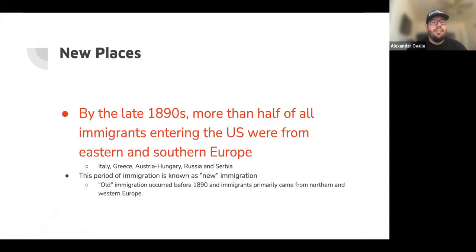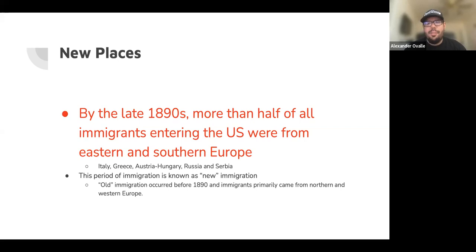All right, new places. By the late 1890s, more than half of all the immigrants entering the United States were from Eastern and Southern Europe, from places like Italy, Greece, Austria-Hungary, Russia, and Serbia. If you know any of those places in this time period, it kind of makes sense. This period of immigration is called the new immigration. The old immigration occurred before 1890, and those immigrants were primarily coming from Northern and Western Europe.